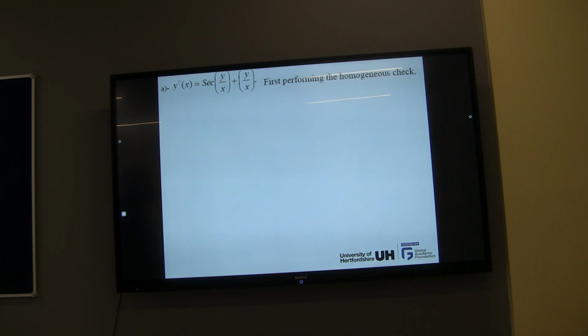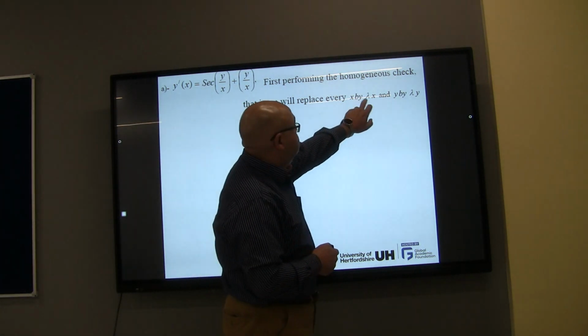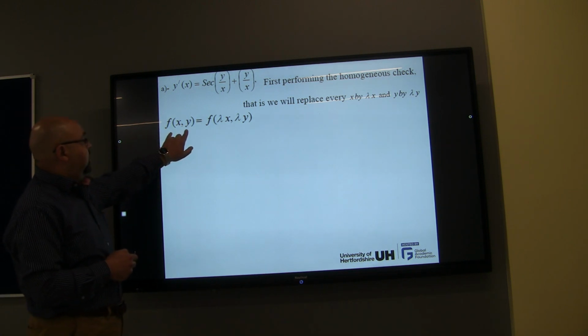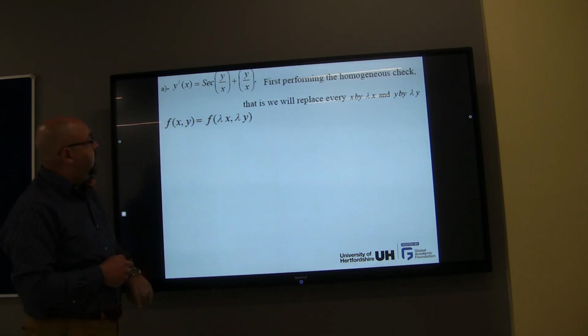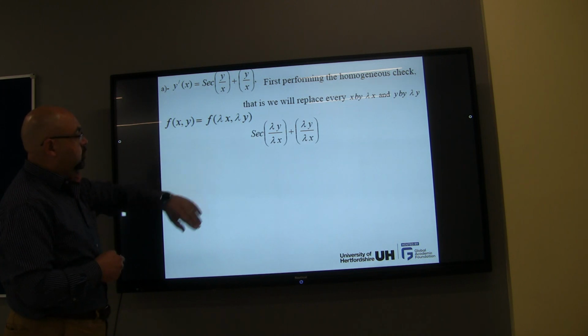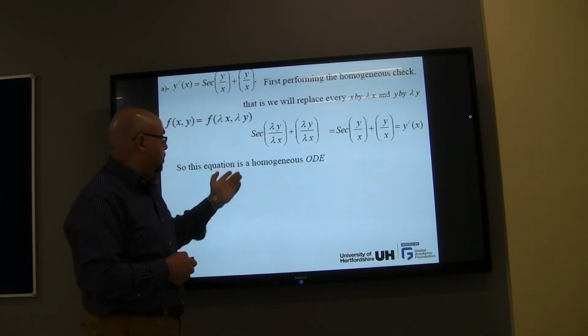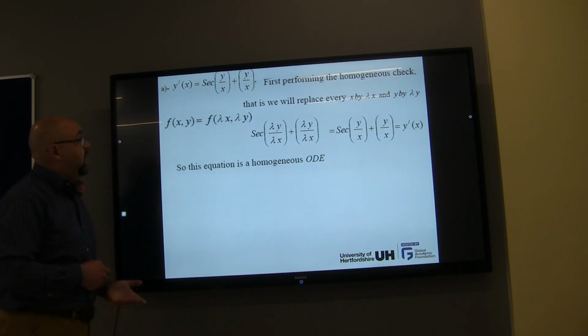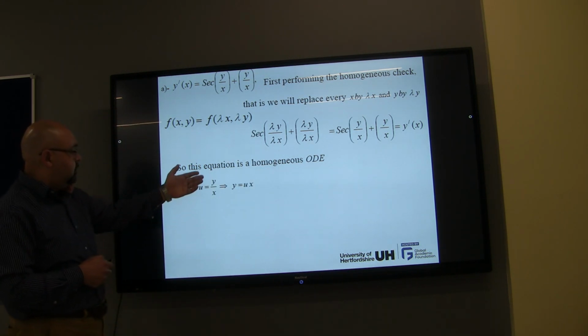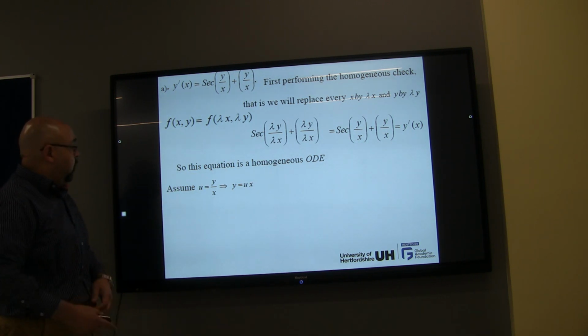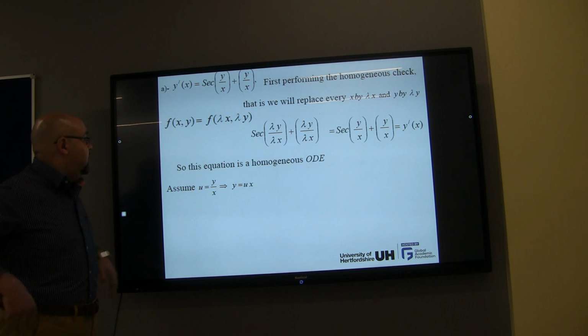First, performing the homogeneous system check. Let's replace x by lambda x as we saw previously, and y by lambda y. Once you do this, you will end up having f of x, y equal f of lambda x, lambda y. Once we do the check, as you see, we reveal the main function. So it's a homogeneous ODE. All I have to do is make the substitution that u equals y over x. Let's make a cross multiplication. You will have y equal u times x, as you can see.